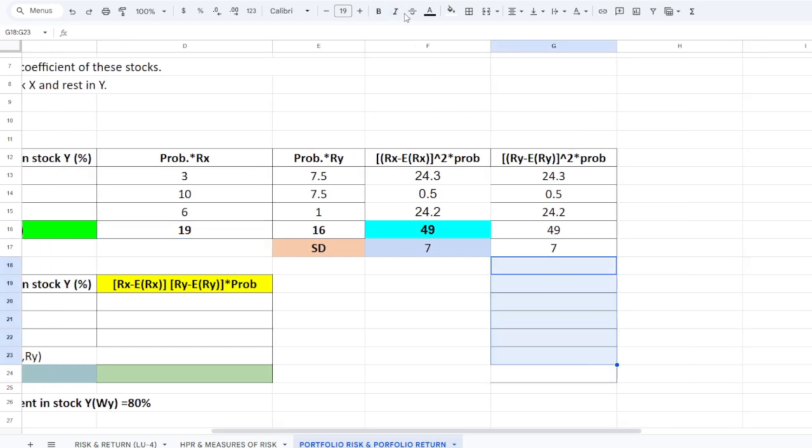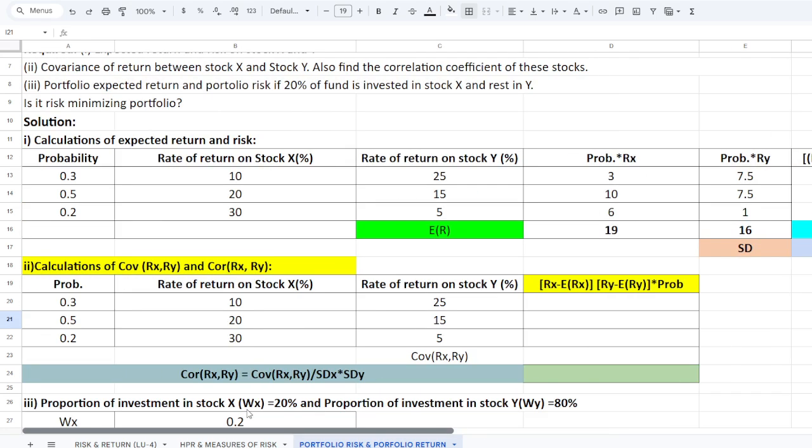Now, what about the next one, how we calculate our next value. The next question is about the covariance. Covariance of return between X and Y. Again, this is our main equation for the covariance. When we have a probability distribution, it is simply Rx minus expected return on X, times Ry minus expected return on Y, into probability.